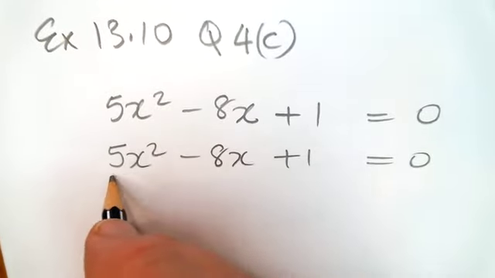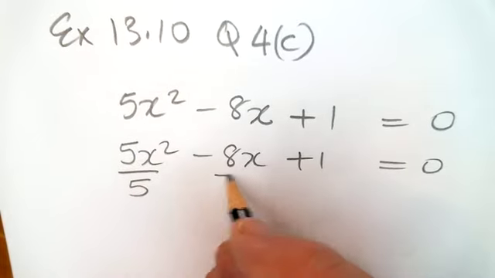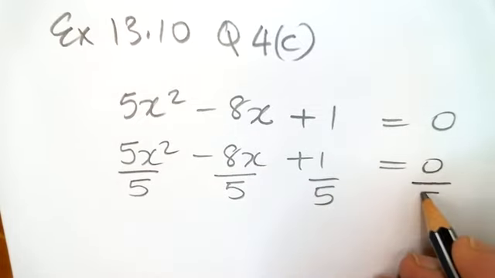So I'm going to, first of all, divide everything by 5. I want a 1 coefficient. It has to be positive. It has to be 1. I just want a 1 coefficient. So I'm going to divide everything by 5, including the 0.